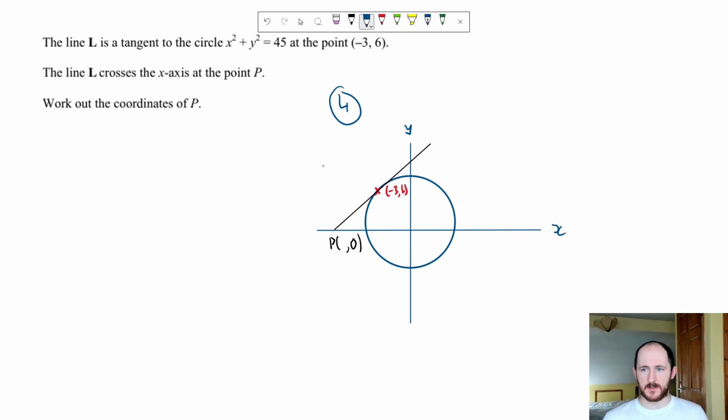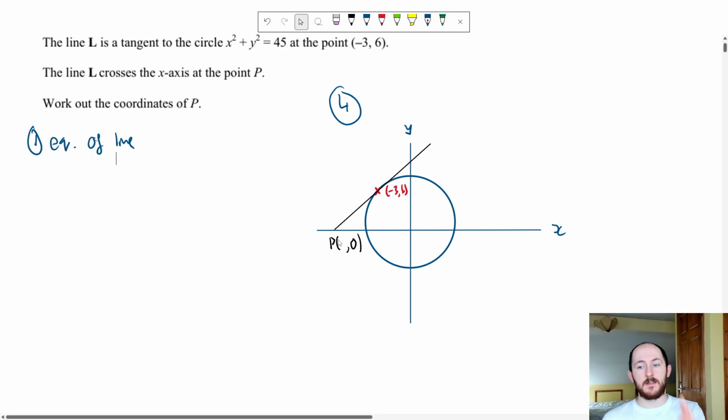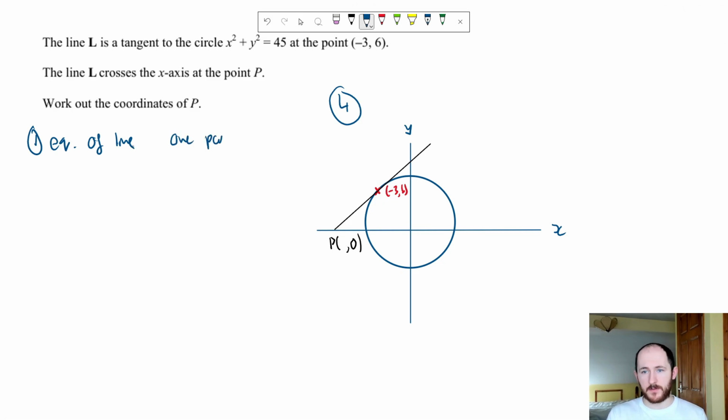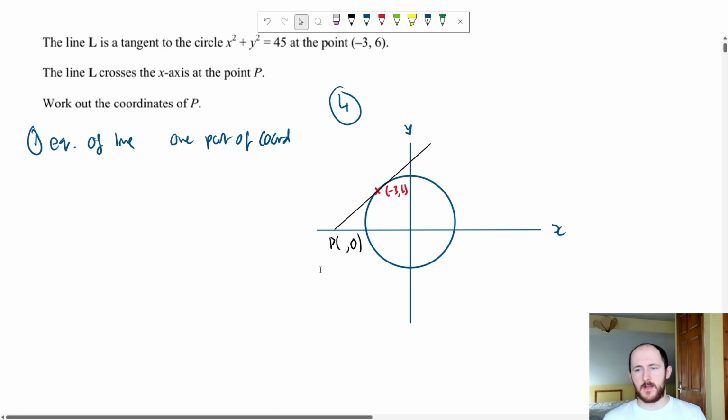The second thing I would do is have a think about how you can work out the coordinates of a point. Well, one way is to work out the equation of the line, because if we know the equation of the line, we can sub in one of the coordinates. This only works if you have one part of the coordinate. If you have the x-coordinate, you can work out the y-coordinate, and if you have the y-coordinate, you can work out the x-coordinate. That's why I labelled that we know the y-coordinate is 0. If I know the equation of the line, I can work out x. So I need to work out the equation of the tangent.